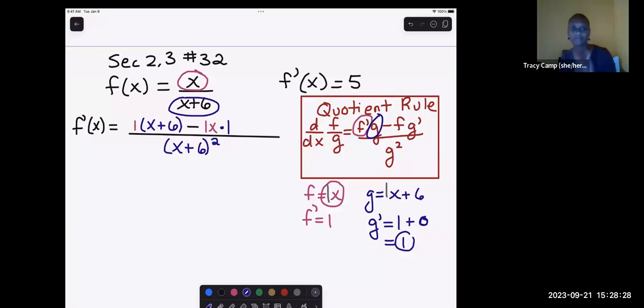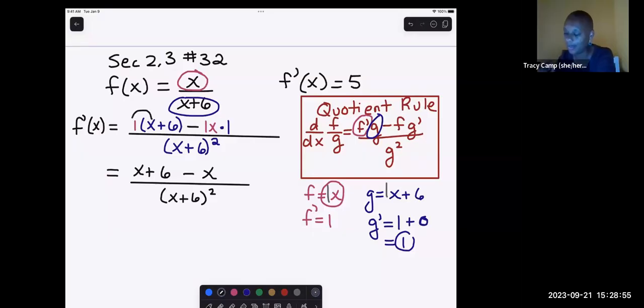Since I will be setting this equal to 5 and solving for x, I'm going to simplify this as much as I can. I know I haven't been simplifying in this section, but now I have a reason to. I have 1 times x plus 6 minus 1 times x. So I just have x plus 6 minus x after distributing the 1, and 1 times x times 1 is x. The x's end up canceling, so I end up with just 6 over x plus 6 quantity squared.